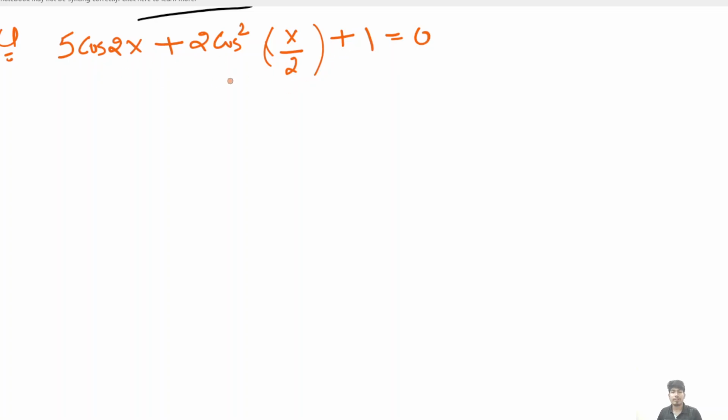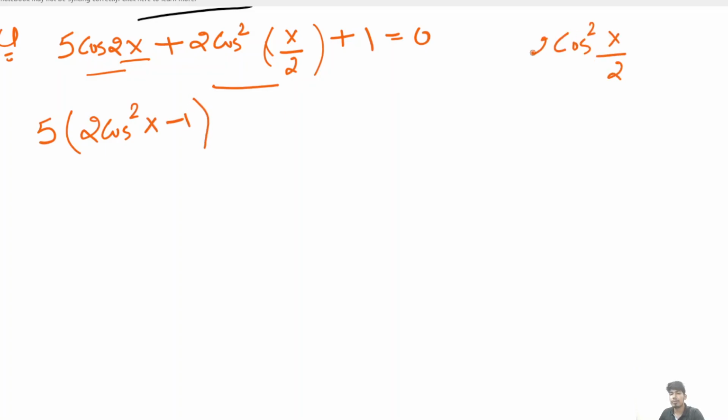First we change this into x, and this also in x, because the angles are different, so we can't solve it. We must make the angles the same. What is cos 2x? This is 2 cos square x minus 1. And we know 2 cos square x by 2 is 1 plus cos x. Then change by 1 plus cos x. This becomes 1 plus cos x plus 1 equal to 0.